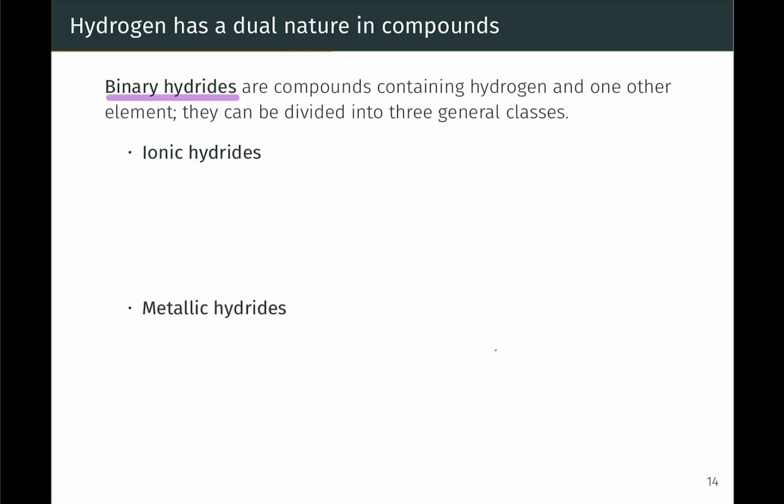Binary hydrides are going to be our main focus. These are compounds that contain hydrogen with only one other element, and the nature of that other element dictates the nature of the hydrogen-containing compound, and electronegativity here and the type of element is really key.